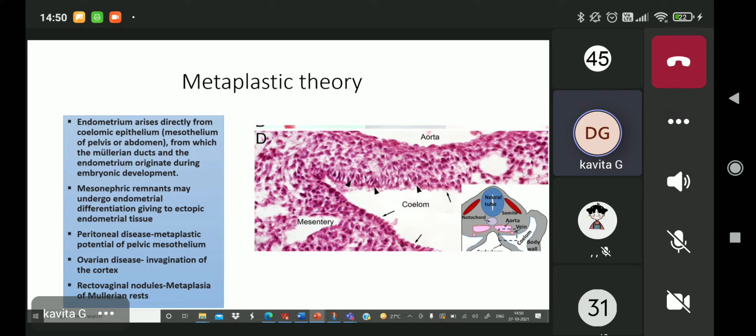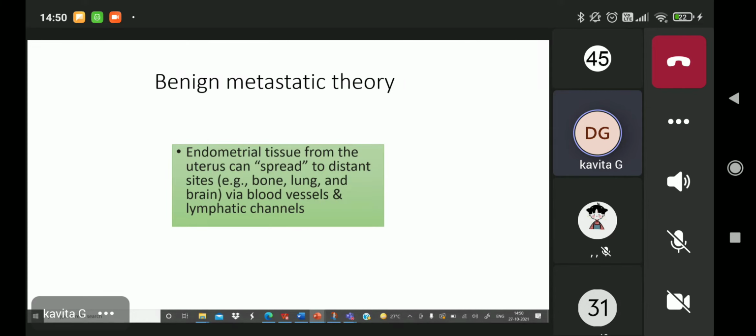So basically, this is all happening because the remnant mesonephric derivatives, Mullerian derivatives, coelomic derivatives, they are all transitioning, or metaplastic changes are occurring in these lines to give us the endometrial lining.